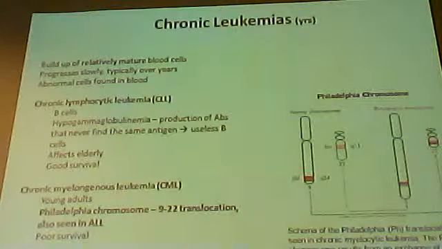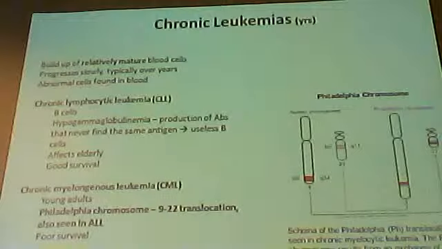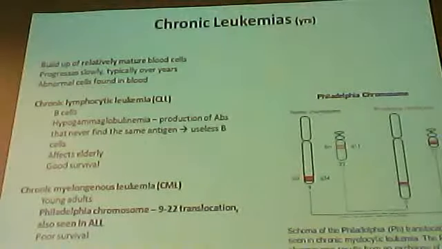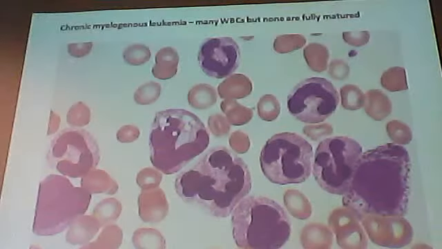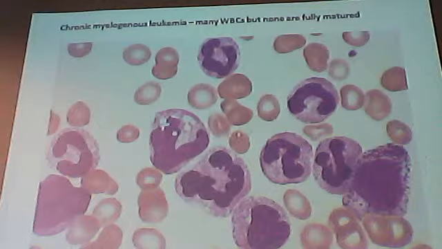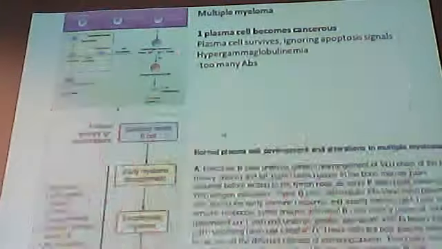And then you've got chronic myelogenous leukemia, and this again is with the chromosome 9 to 22 translocation, the Philadelphia chromosome. Very poor survival in young adults. These are more mature blood cells that have the chronic leukemia problems. So in chronic myelogenous leukemia, there are so many white blood cells that none of them actually get fully mature.